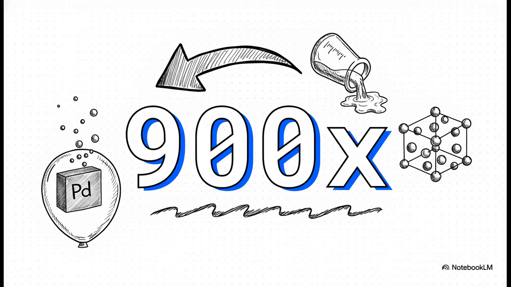And just to show you how absolutely wild solutions can be, get this. The metal palladium can actually form a solid solution by absorbing hydrogen gas. How much? Over 900 times its own volume. Just try to picture that for a second. It's an amazing reminder that solutions aren't just about liquids.